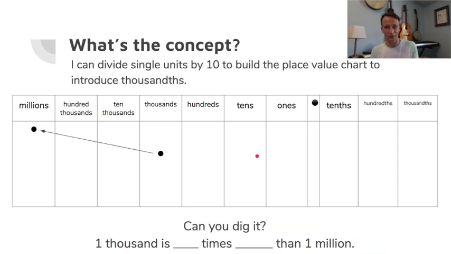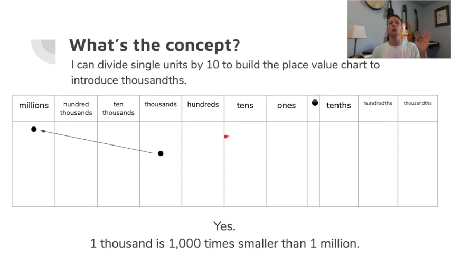What about this? 1,000 compared to 1,000,000. Well, we know 1,000 is smaller than 1,000,000. How many times smaller, though? We're going times 10 times 10 times 10. We're going 3 place values here. 10 to the third, you will find out soon. So 10 times 10 is 100, times 10 is 1,000. So it's 1,000 times smaller. So 1,000 is 1,000 times smaller than 1,000,000.